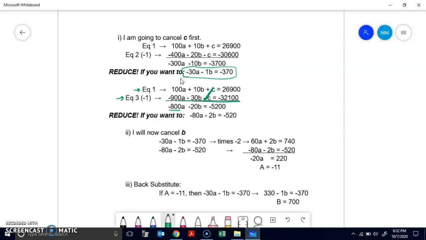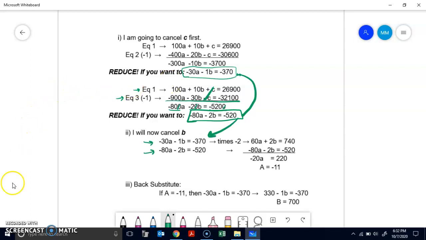100 minus 900, 10 minus 30, subtract here. And again, I see that a 0 can be taken off of each, so divide them all by 10. And I have a reduced equation. Just makes the numbers smaller. So I'm going to take these two equations and combine them together and solve. So here's my two equations that I just made.